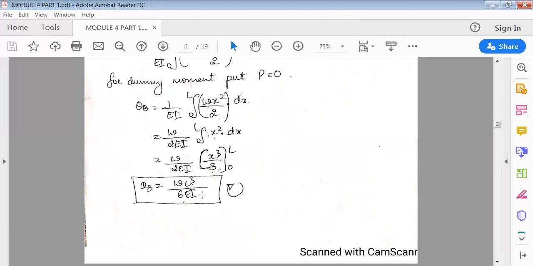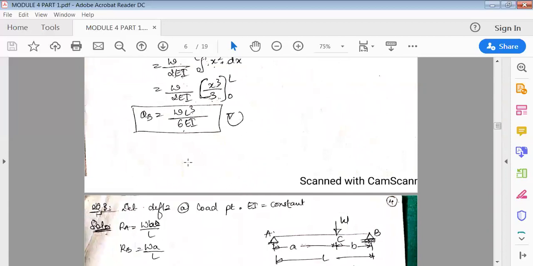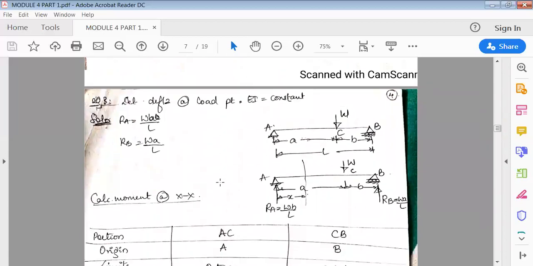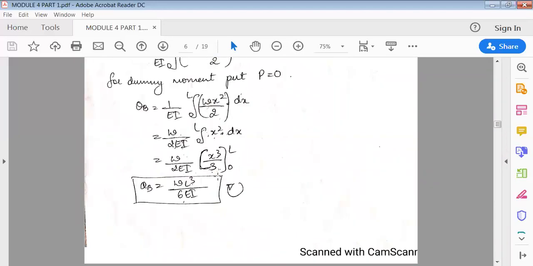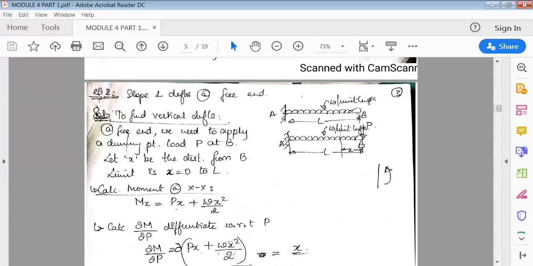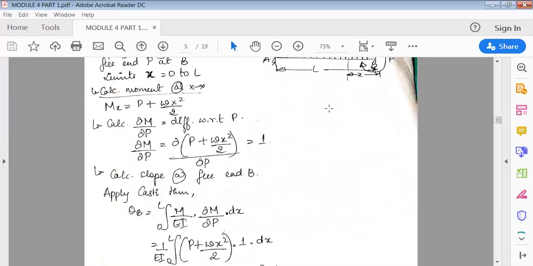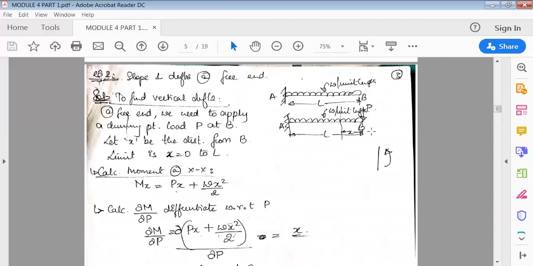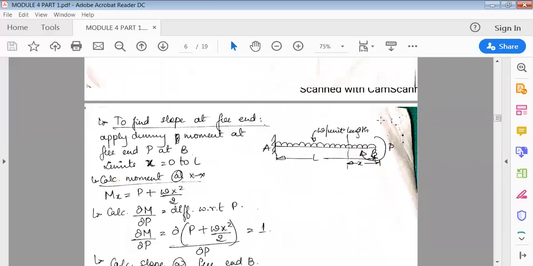Answer is positive. That means it is a clockwise rotation. So in this problem, we have found out both, deflection at B and rotation at B. Because there is no point load, we have put a dummy load P, and we have also put a dummy moment P.